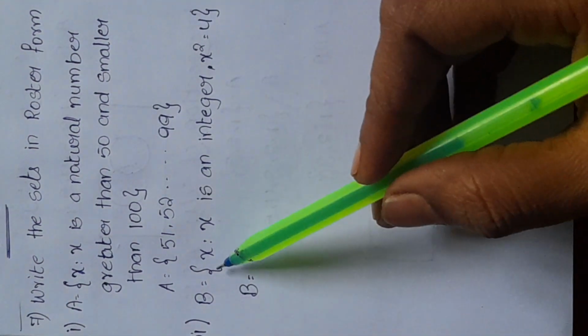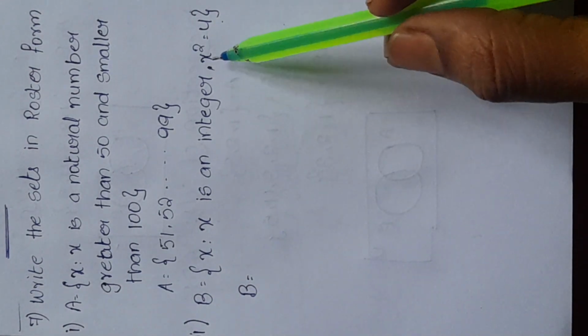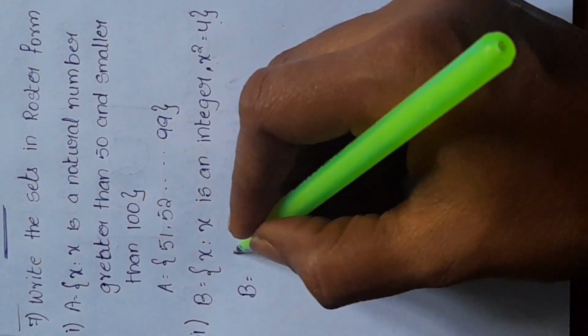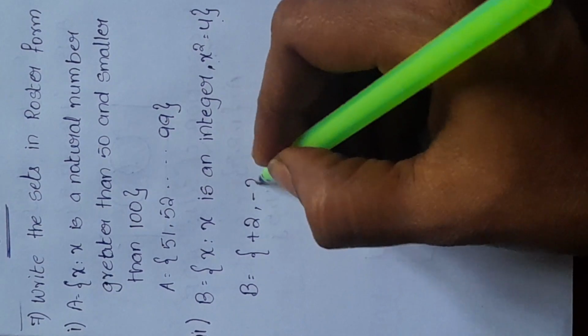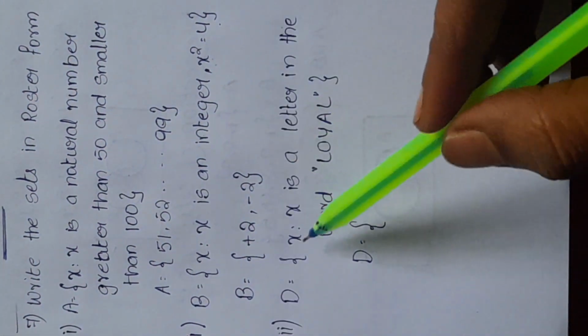The second one is set B, x is an integer, x square is equal to 4. If we substitute some value in the place of x, we should get the answer as 4. So the set becomes {+2, -2}, because +2 square is 4 and -2 square is also 4.